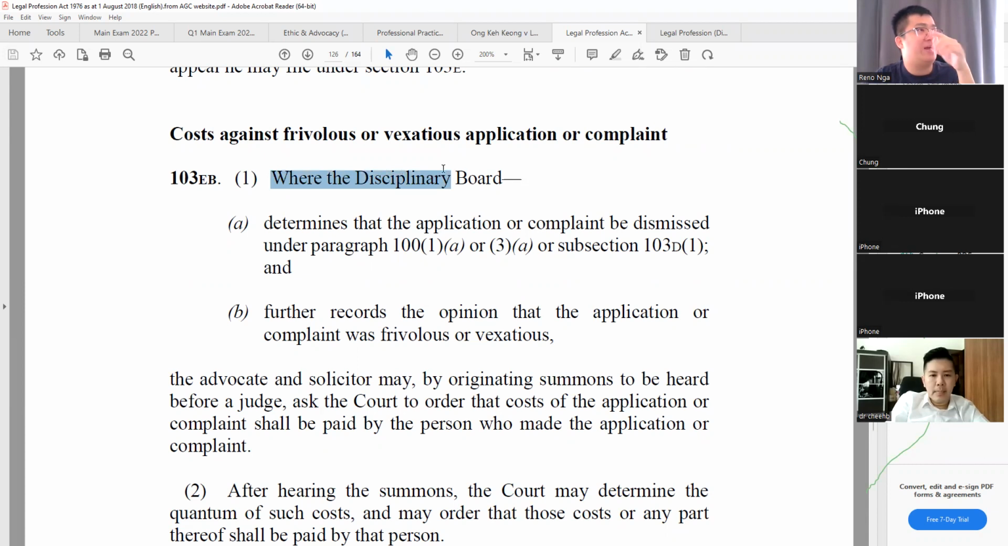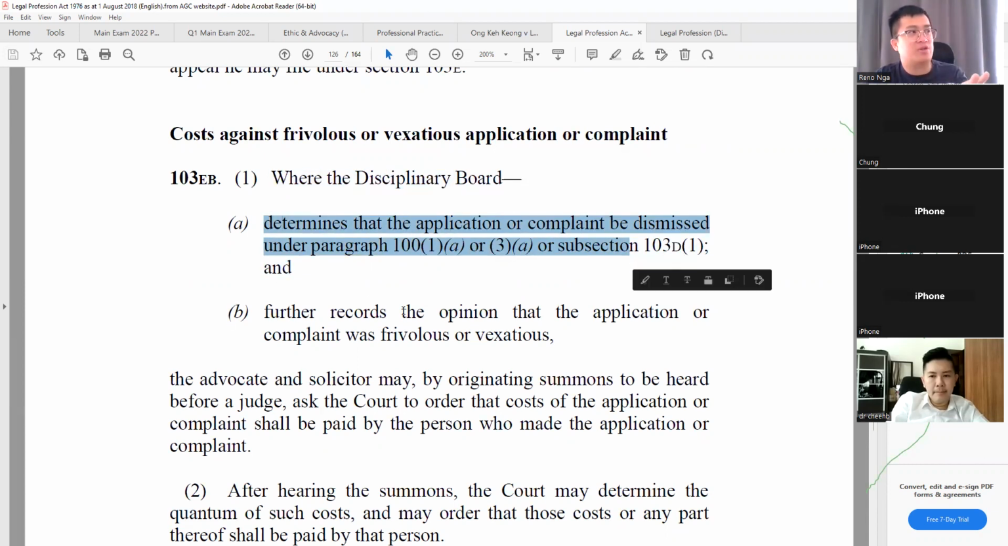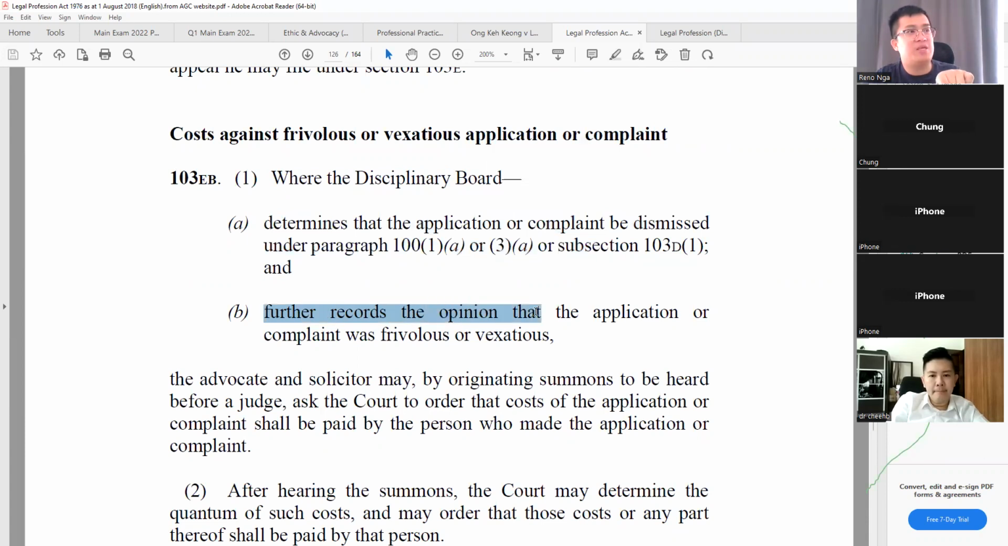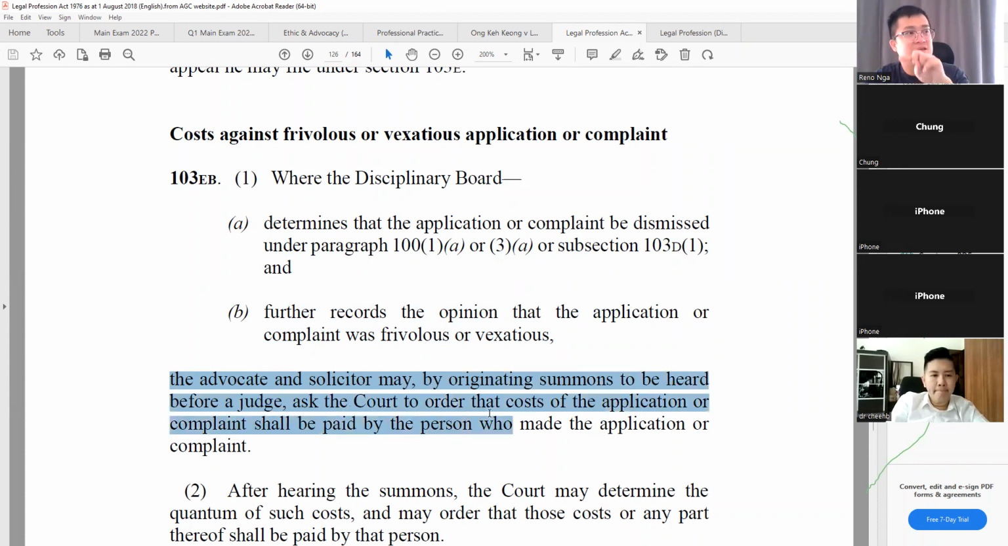Yeah, correct. Where the DB determines the application, blah blah blah. This is not important. And further record the opinion that application or complaint were frivolous or vexatious. The advocate and solicitor may, by originating summons (OS), to be heard before a judge, ask the court to order the cost of the application or complaint shall be paid by the person who made the application or complaint. So the answer should be 103 EB.